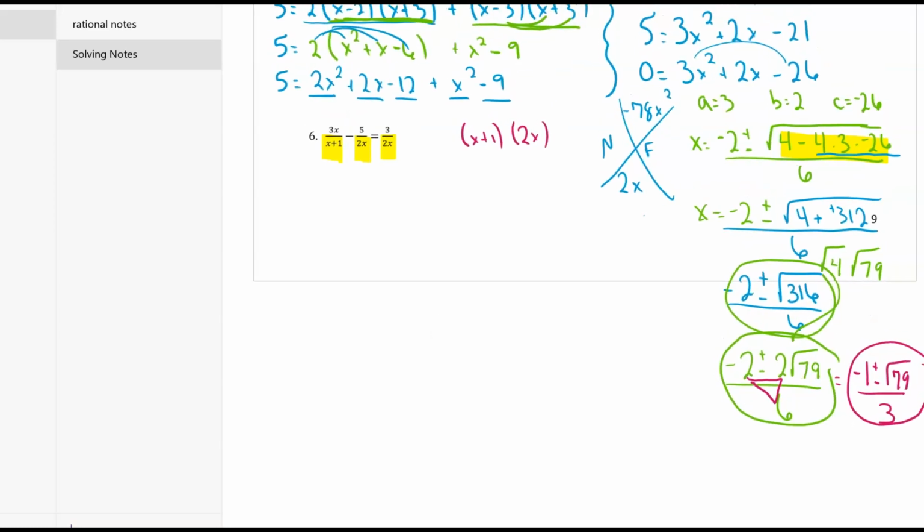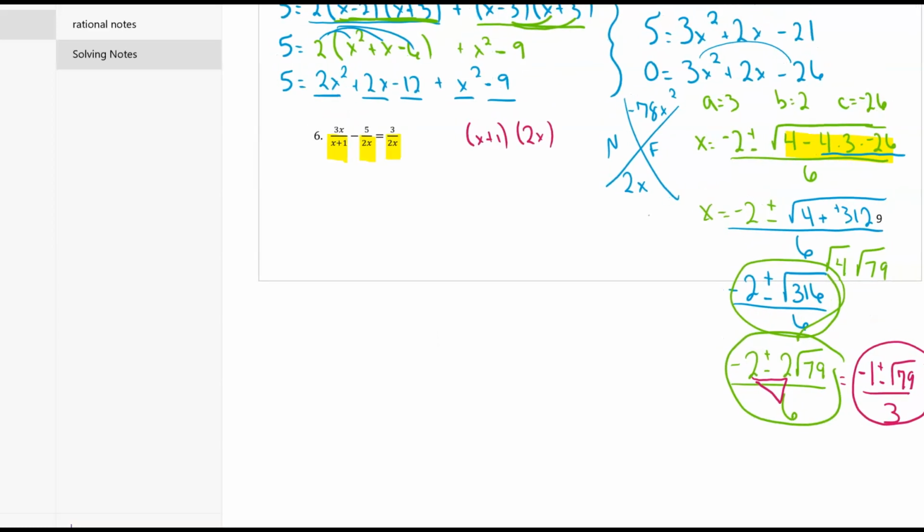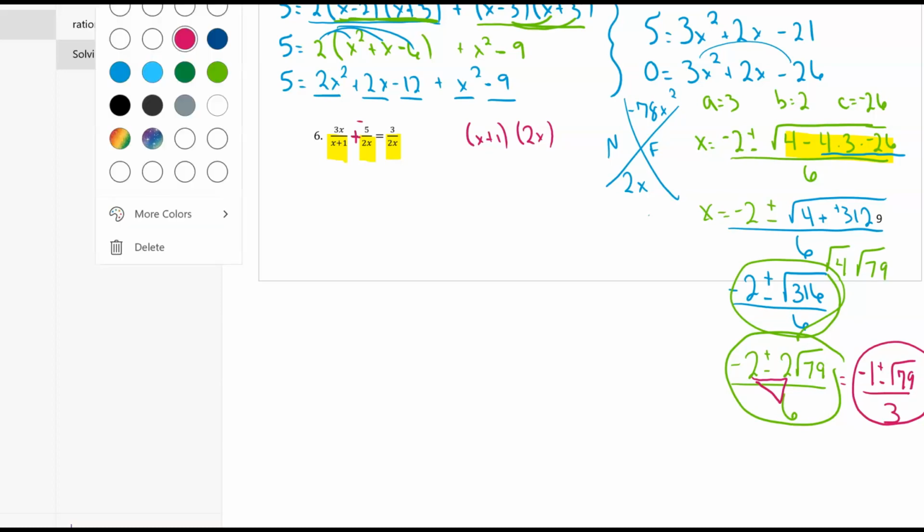The first thing I'm going to do is go to the subtraction in between my two fractions and add the opposite. And now when I look at my first fraction, what I realize is that it has the x plus 1, but it needs a 2x.